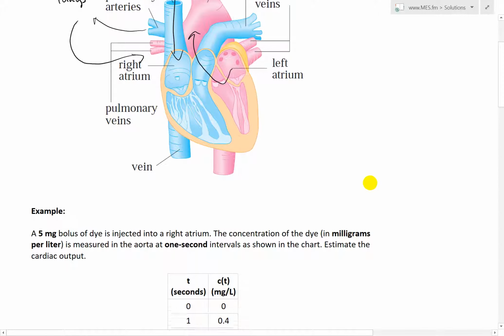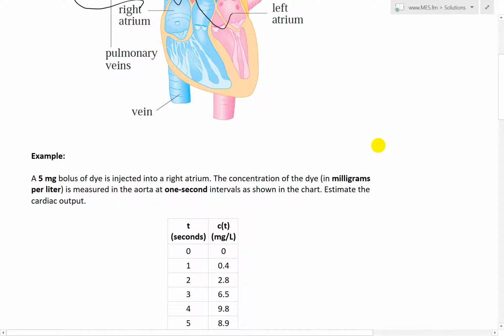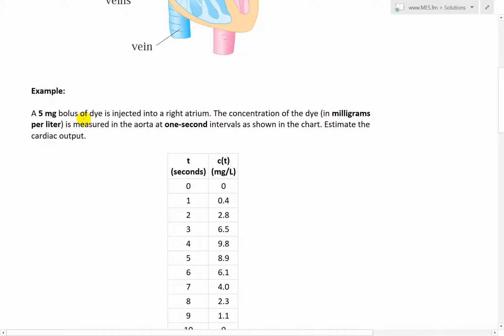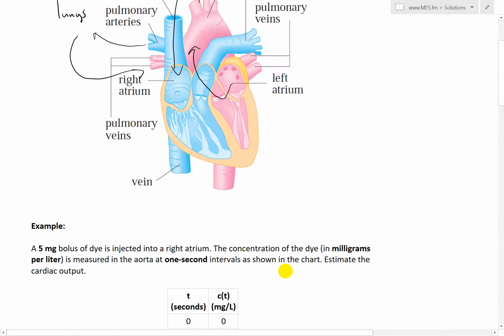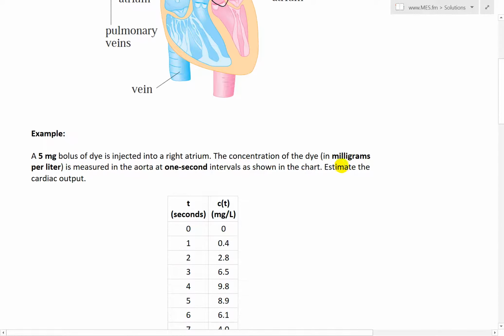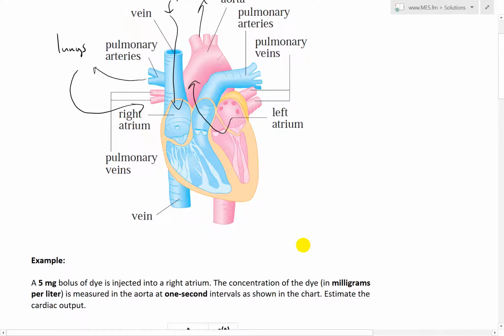Anyway, the example I'm going to go over is stated here: a 5 milligram bolus of dye. Bolus is just a fancy word for a lump of any substance, or a pill or a drug. My calculus book uses this word. So if a 5 milligram bolus of dye is injected into the right atrium, the concentration of the dye in milligrams per liter is measured in the aorta, as I explained in my last video, using the dilution method. This atrium goes to the lungs, and then back into the left atrium, and then back into the aorta.